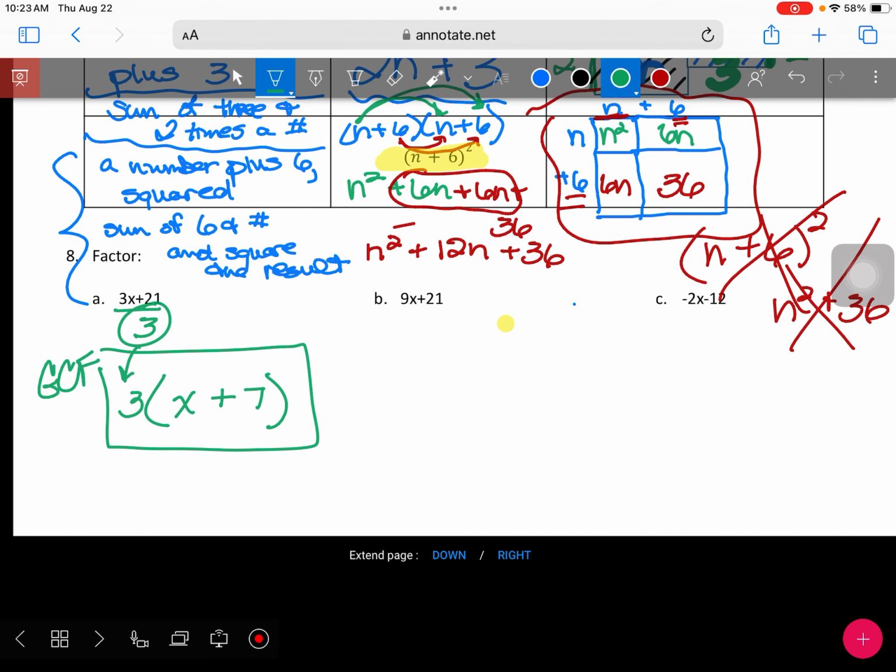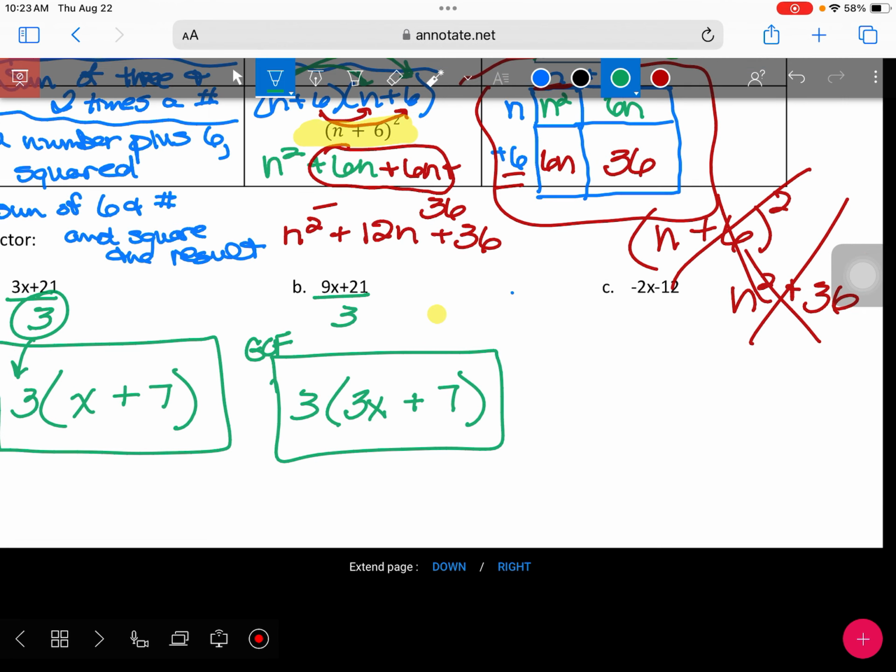Letter B, what's your greatest common factor? 3, again. So factor that 3 out front. 9x divided by 3 is 3x, plus 21 divided by 3 is 7.